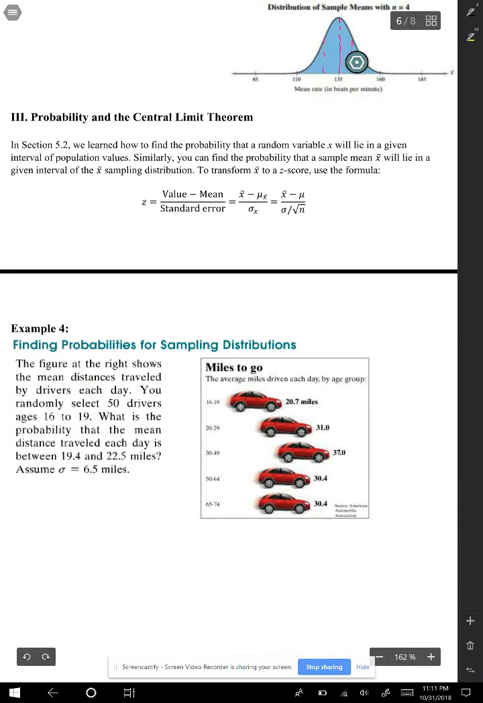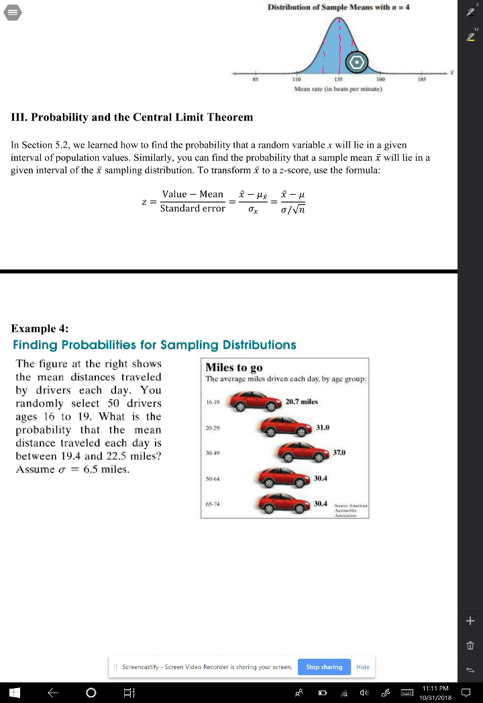Okay, part 3, we're going to be looking at probability and the central limit theorem. So we're going to bring in some familiar terms from previous sections, and also the standard error that we've talked about in this section. In section 5.2, we learned how to find the probability that a random variable x will lie in a given interval of population values. Similarly, we can find the probability that a sample mean will lie in a given interval of the sample mean sampling distribution.